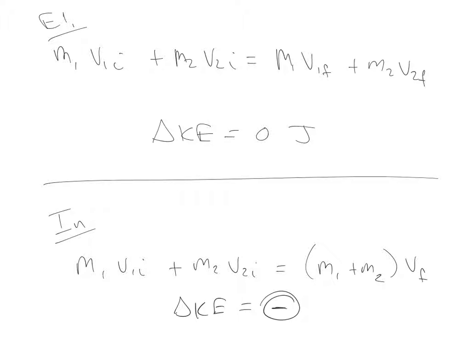Inelastic could also vary a little bit. Instead of the objects combining afterward, they could also start together. Remember the pickup truck with the steel beam in the back? The pickup truck was driving, and then the steel beam falls out the back of the truck. Those objects started together, didn't they? And then suddenly what happened? They separated.